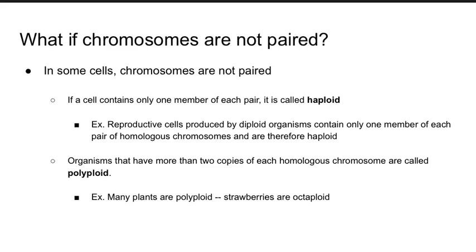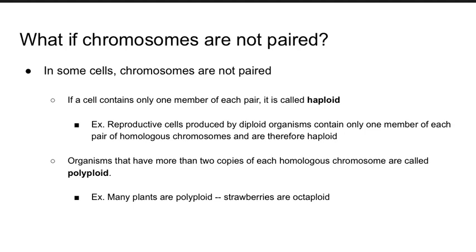So what if chromosomes aren't paired in the cells that just have a single copy of the chromosome? Those types of cells are called haploid if you've got only 1 copy of the chromosome. So for instance, in your body, any reproductive cells that are produced by diploid organisms like you would contain half of that number, and those would be haploid. Okay, so your reproductive cells have only 1 copy of each of your chromosomes rather than 2.